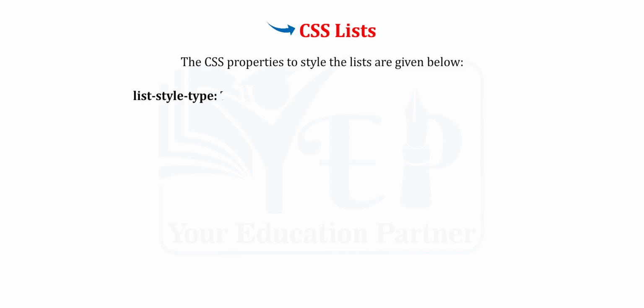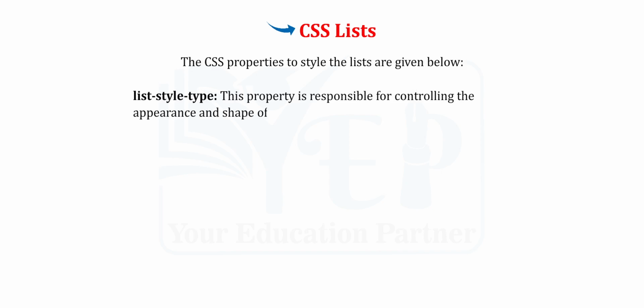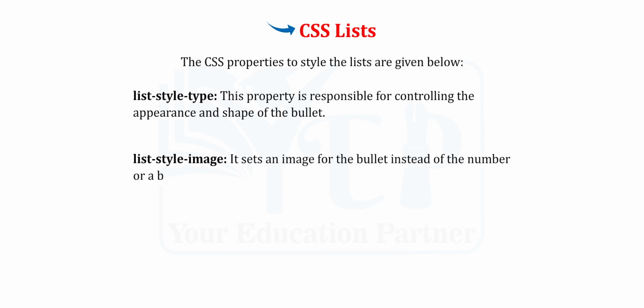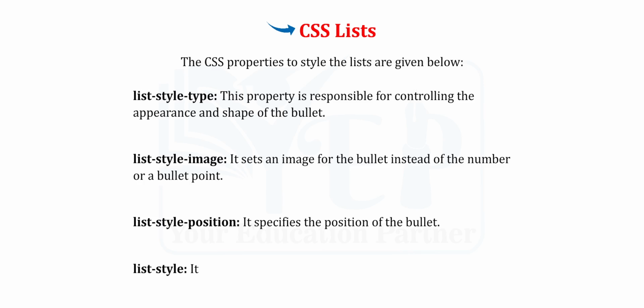List style type. This property is responsible for controlling the appearance and shape of the bullet. List style image. It sets an image for the bullet instead of the number or a bullet point. List style position. It specifies the position of the bullet. List style. It is the shorthand property of all the above properties.